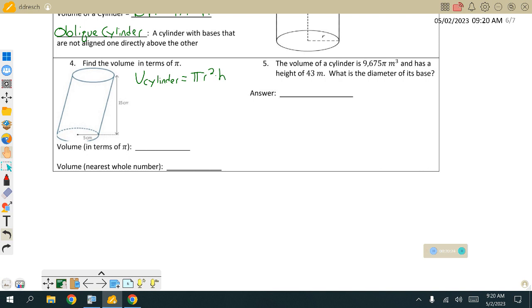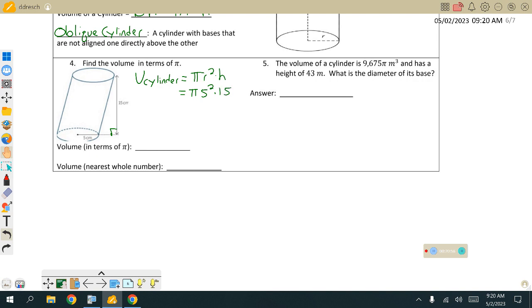Now what's the radius of my circle? 5. And what's the height of my cylinder here? 15. Yep, that 15 is straight down. It's got to be perpendicular to the other base. As we can see here, they drop that straight down. Think about the Leaning Tower of Pisa. It's the same idea. Straight down. And then we got a height of what?